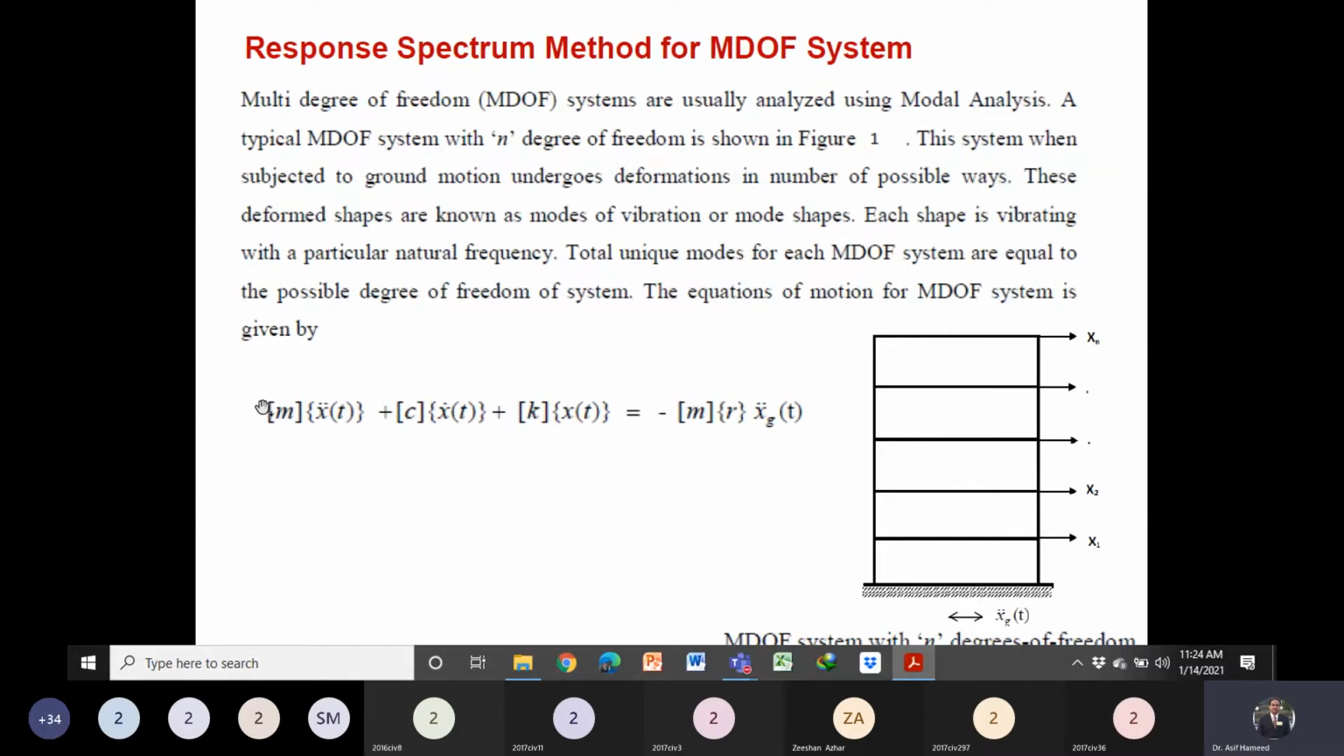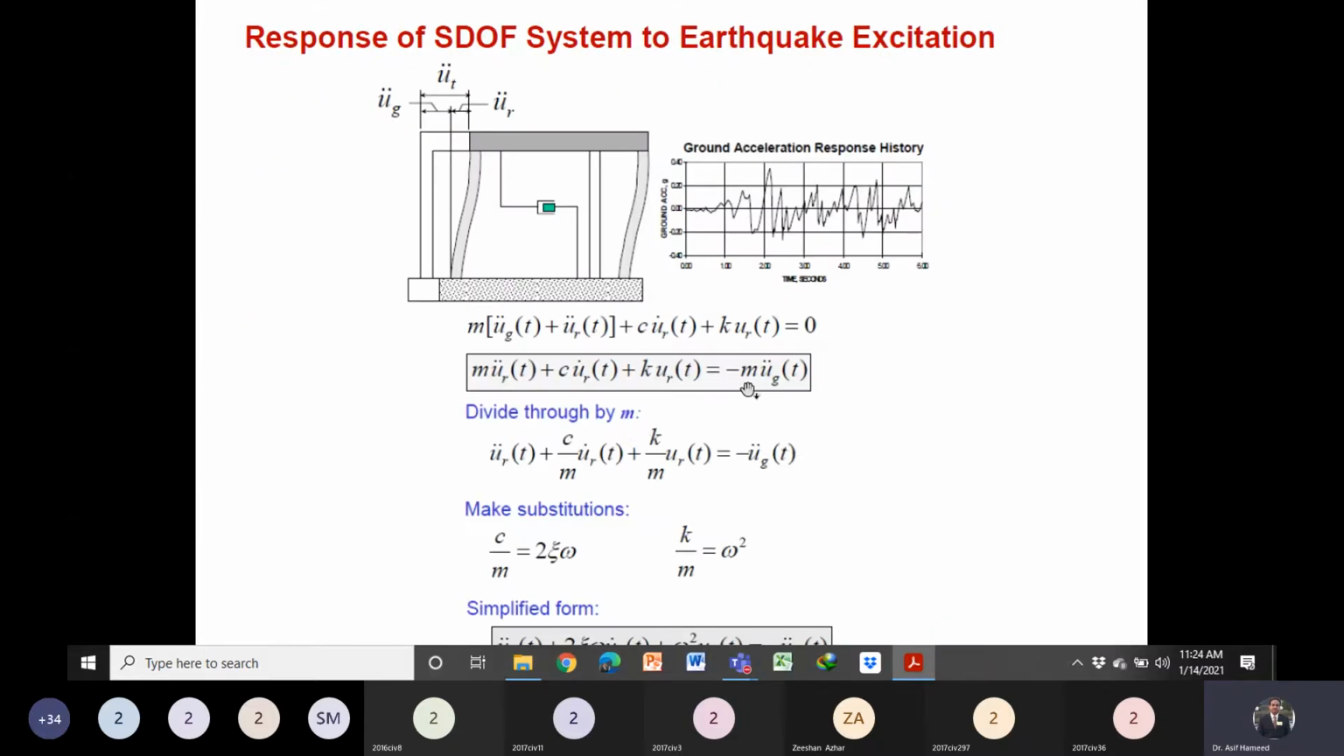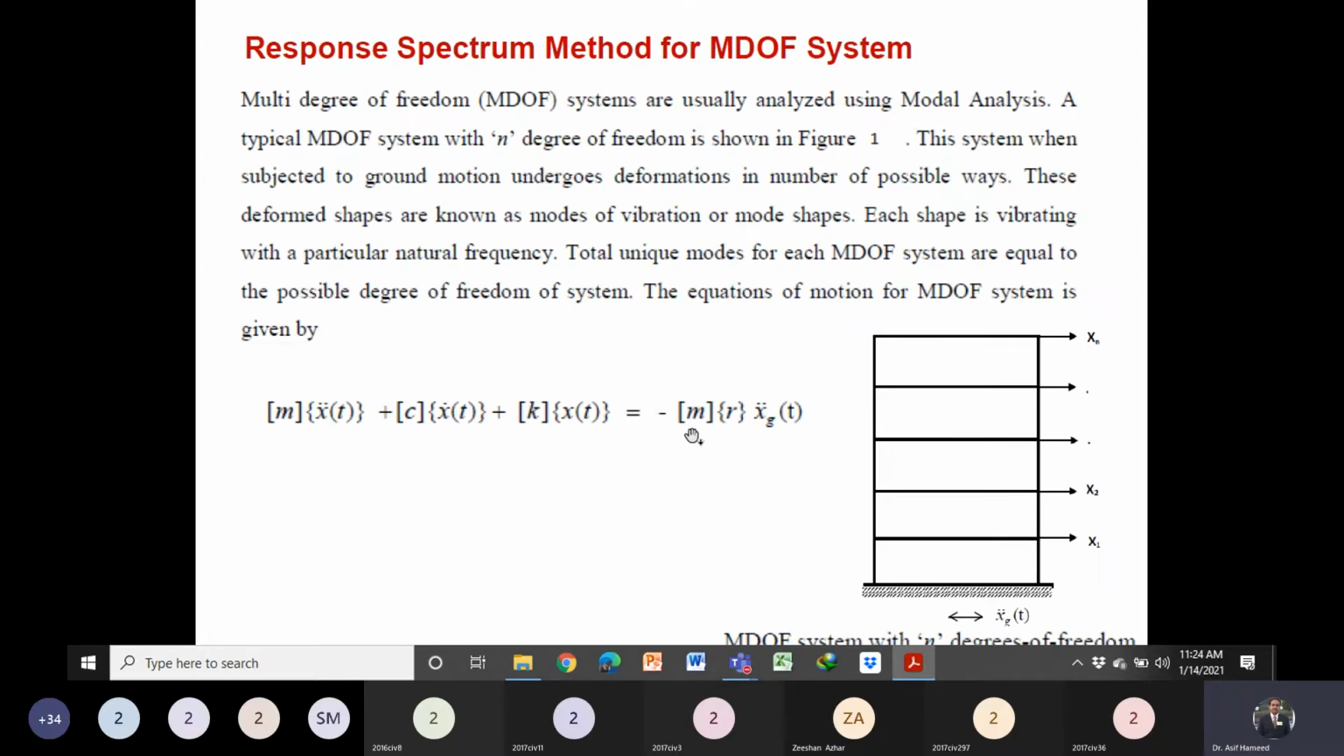So the only difference here: we have the mass matrix, acceleration vector, damping matrix, velocity vector, stiffness matrix, displacement vector, and on the right hand side we have the mass times the acceleration of the ground, mass matrix multiplied by the acceleration of the ground. This is the additional term here, R. R is the influence coefficient vector.